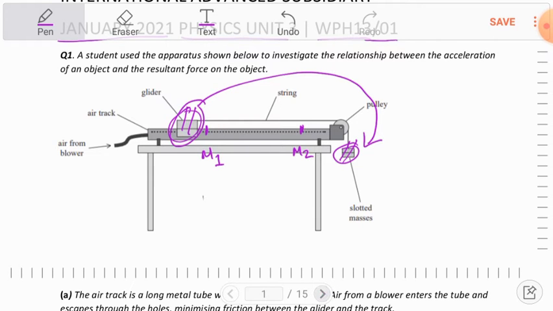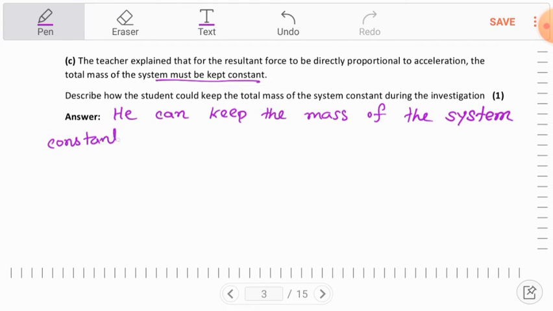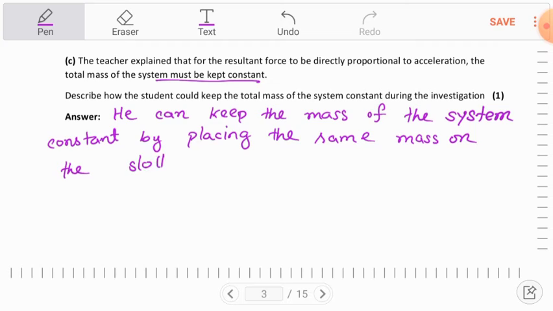So let's write out the answer for part C. He can keep the mass of the system constant by placing the same mass onto the slotted mass hanger which was previously removed from the glider.